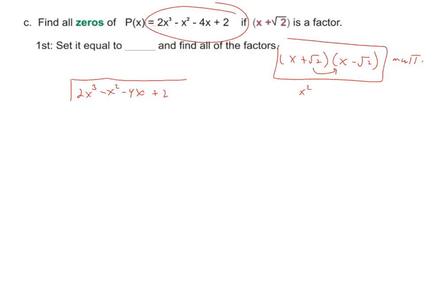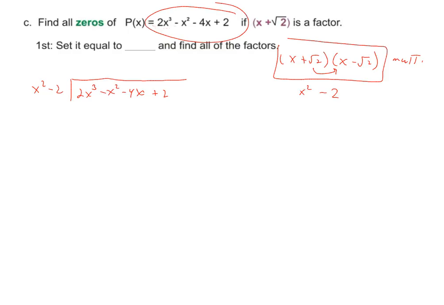So again, what's the shortcut of multiplying difference of 2 squares? Front times front, back times back. X times x is x squared. Positive square root of 2 times negative the square root of 2 is negative the square root of 4. And negative the square root of 4 is? Negative 2, and you end up with x squared minus 2. If you multiply all that out, you get x squared minus 2. So that's what we want to divide into our polynomial.